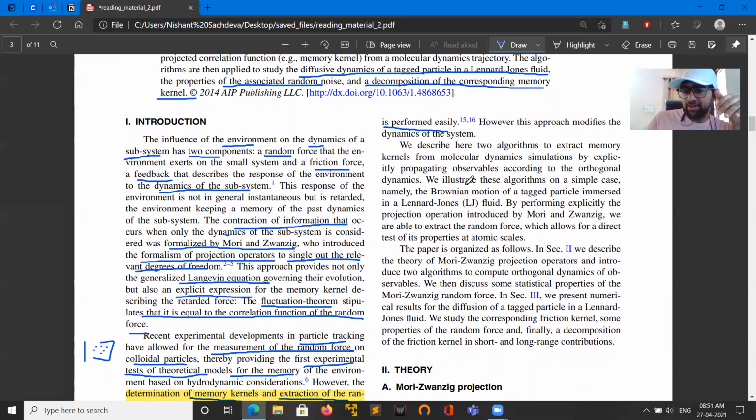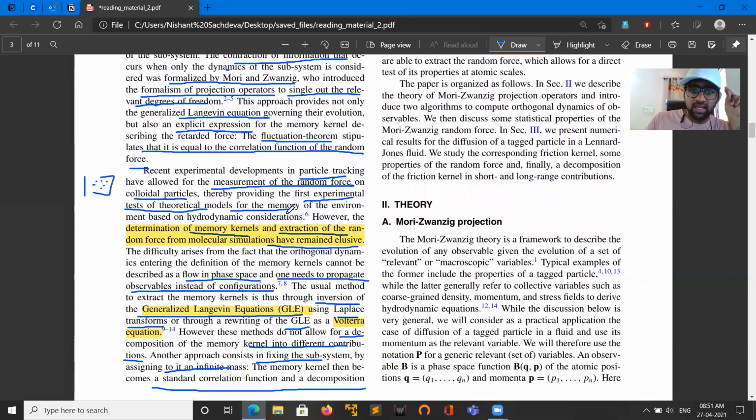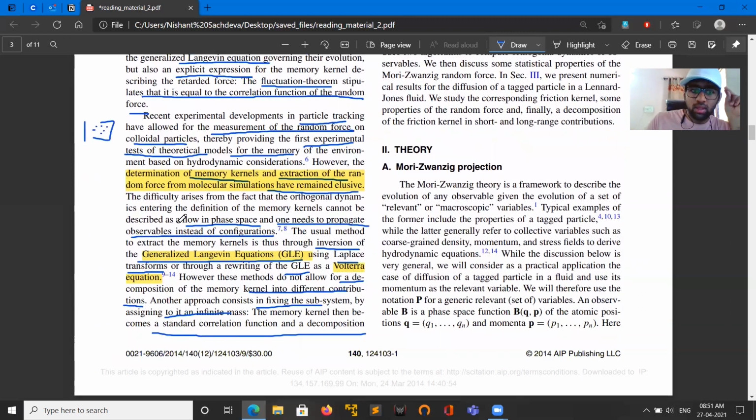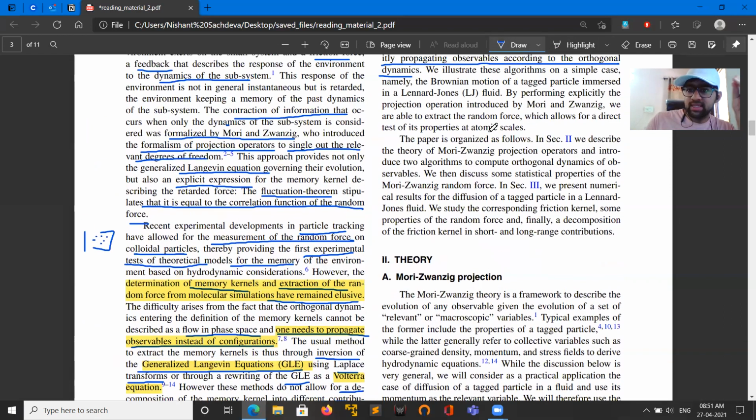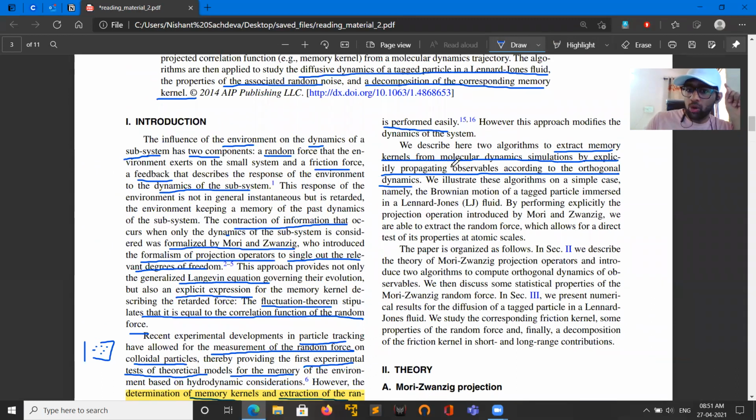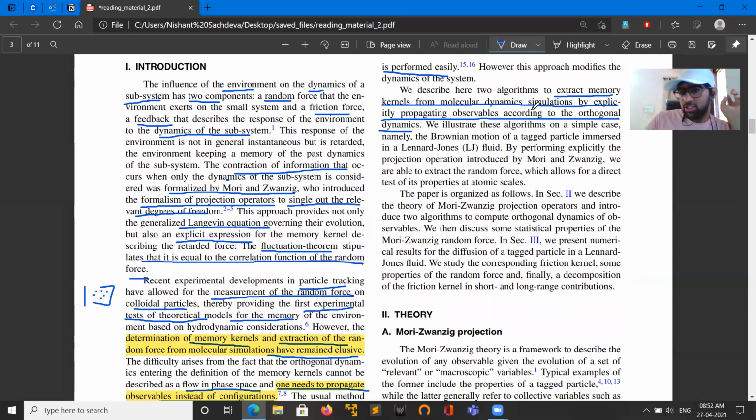Now we describe further. In the paper, there are two algorithms to extract memory kernels from molecular dynamics simulations by explicitly propagating observables according to the orthogonal dynamics. Check here. They said that one needs to propagate observables instead of configurations, and that's exactly what they're doing. They're going to propagate observables according to the orthogonal dynamics. We illustrate these algorithms on a simple case. So "we" is the people who wrote this paper.